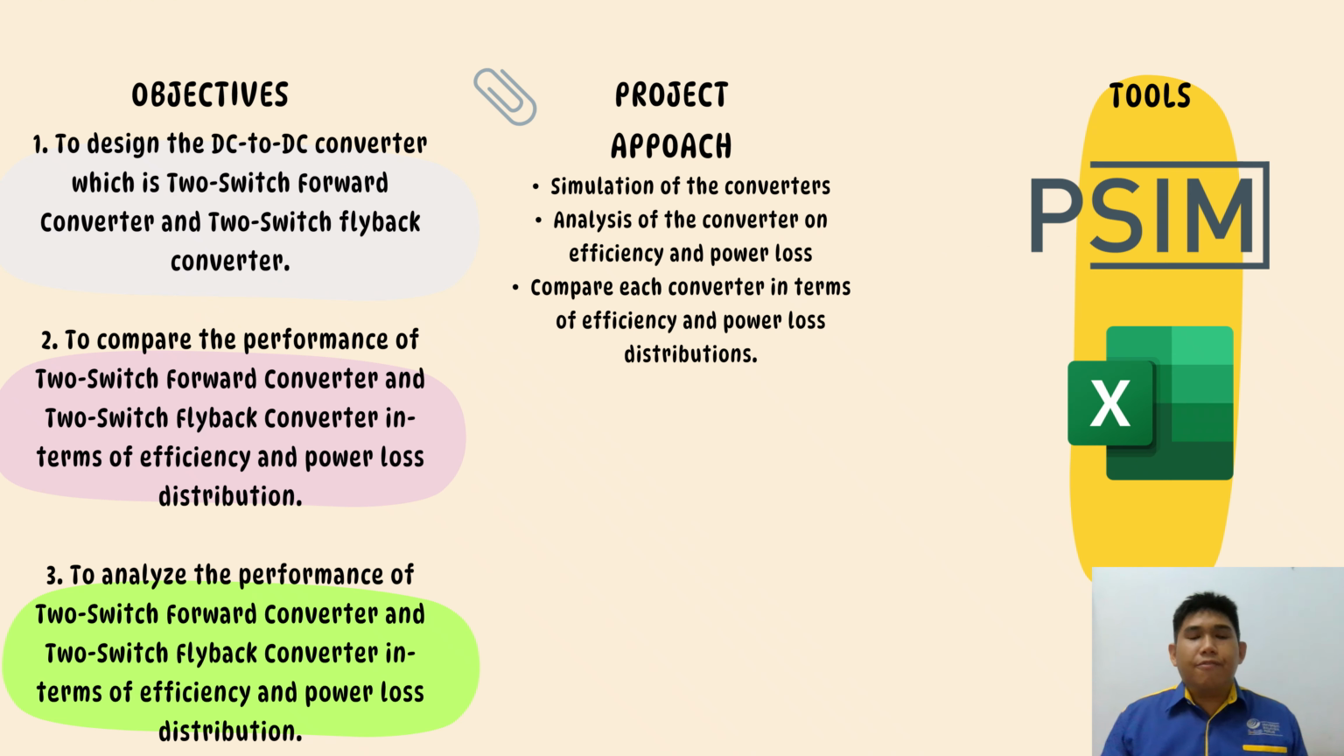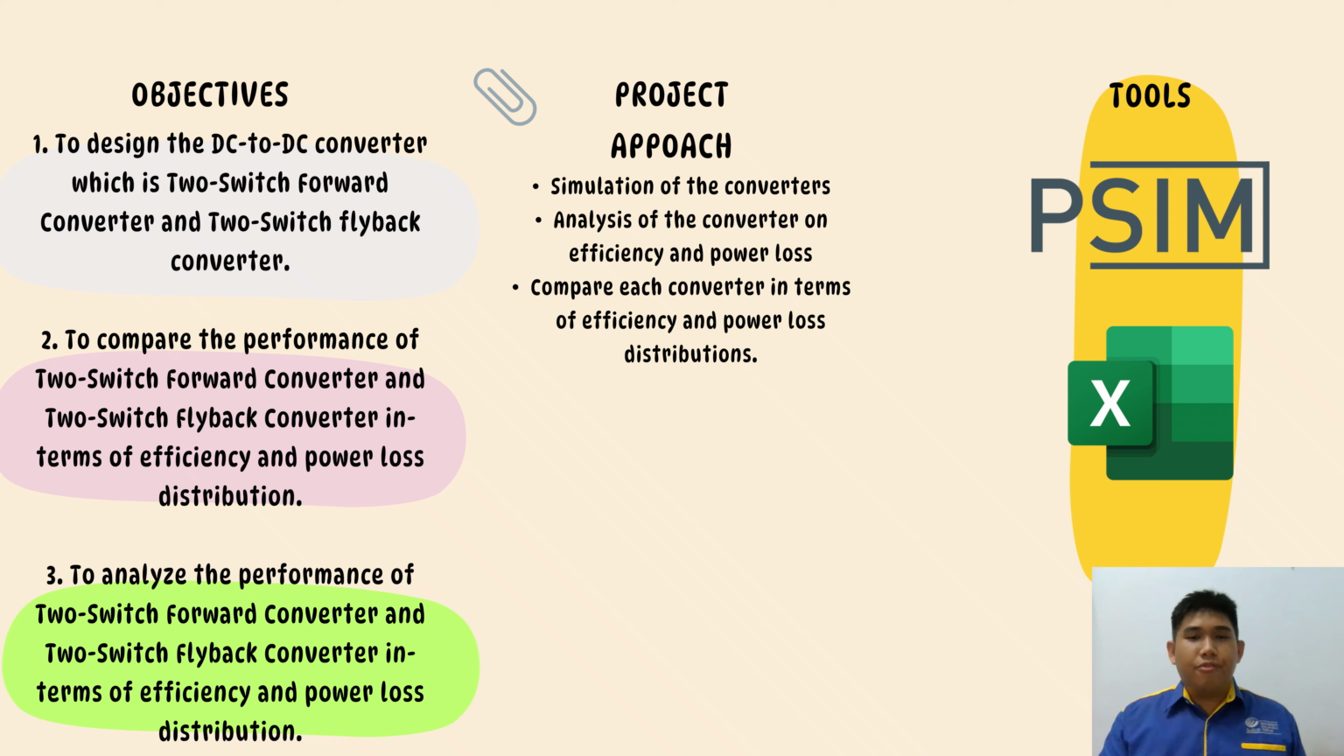Alright, now the objective of the project. Number one is to design the DC to DC converter, which is two-switch forward converter and two-switch flyback converter. Number two, to compare the performance of two-switch forward converter and two-switch flyback converter in terms of efficiency and power loss distribution. And number three, to analyze the performance of both converters also in terms of efficiency and power loss distribution.